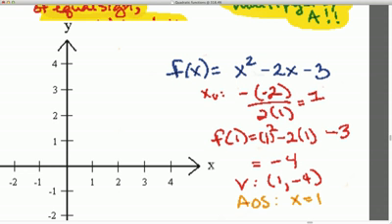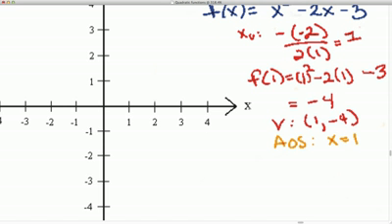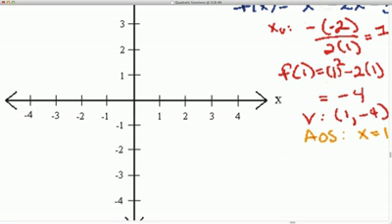Now at this point, what you can do is you can graph both the axis of symmetry and plot the point 1 comma negative 4. So we'll do our points in green. 1 comma negative 4 is right here. And then we know that we have an axis of symmetry of x equals 1 as a result.